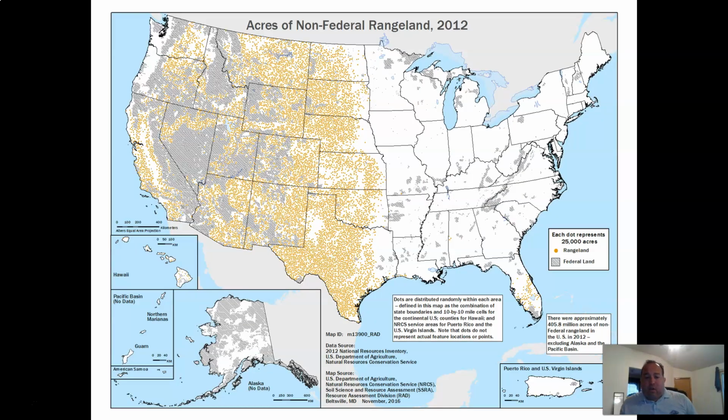So looking at the whole western United States, how to read this map. Each of these little gold dots represents 25,000 acres. And each of those little gold dots, it's rangeland, but it's privately owned rangeland. Whereas the crosshatched areas, that's the federal land. So there's a lot of rangeland out there in the western United States.